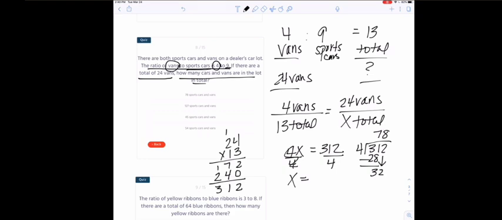Let's bring down the 2. 4 goes into 32 8 times. 4 times 8 is 32. 32 minus 32 is 0. So our answer is 78.